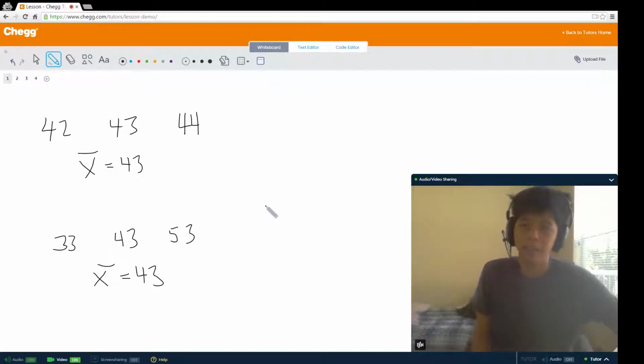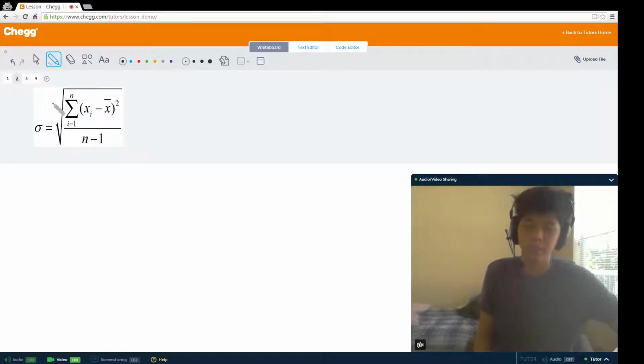So now that we have this kind of concept down, let's look at the formula to actually calculate the value of a standard deviation. Here it is. Looks scary, it's really not. So this symbol on the left represents standard deviation.